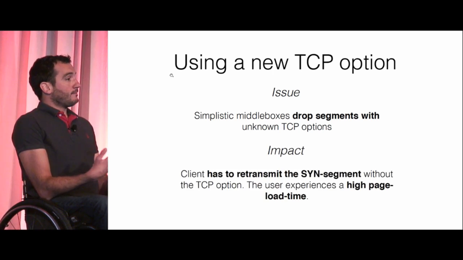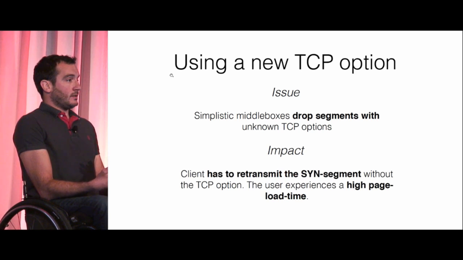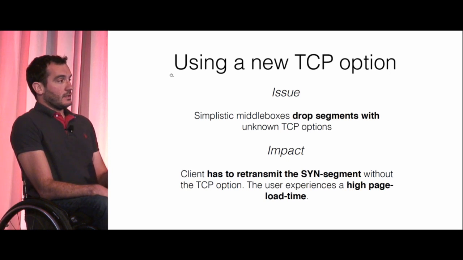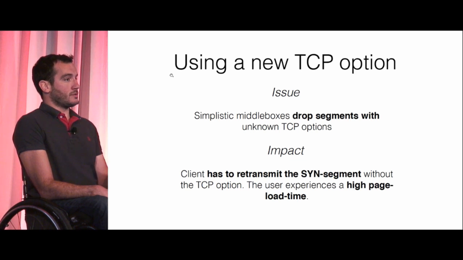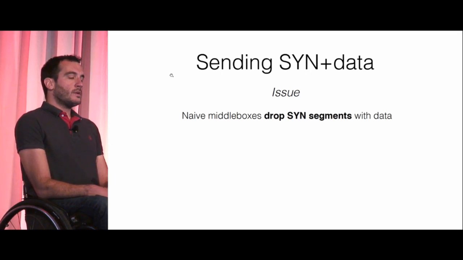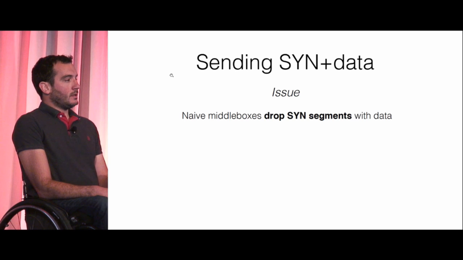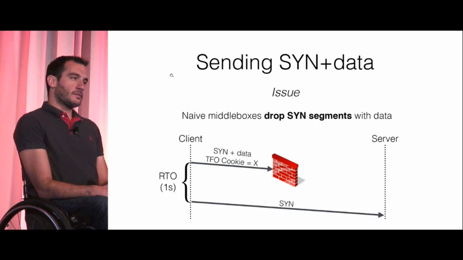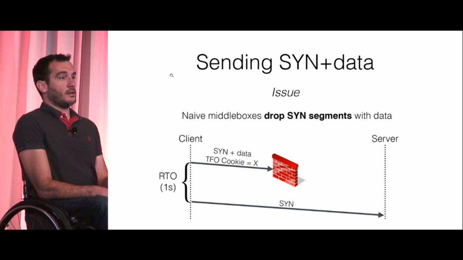Now the question is again, why would the middle box drop those kind of segments that have an unknown TCP option? Because dropping is the most destructive operation that could be done, and it has a very big impact in terms of page load time. Also, similar behavior for the SYN segments that are containing data. We saw middle boxes that drop those segments as well. And we have, again, the same behavior in terms of user experience, where we are retransmitting the SYN without data. The user is paying a significant and very big latency cost.